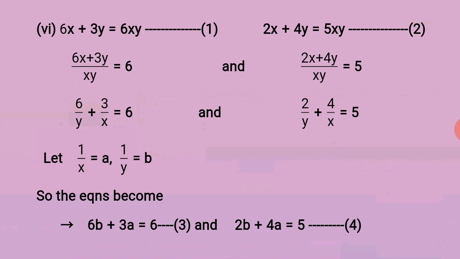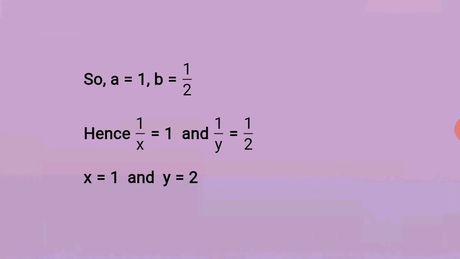The sixth sub question, herein 6x plus 3y equal to 6xy. Take xy on the left hand side, that goes in the denominator. Rest all is similar to the fifth sub question. So you can give it a try. These are the values of a, b and x, y.